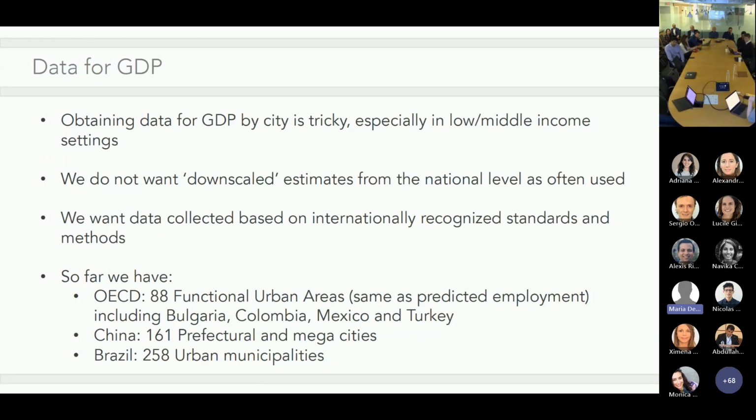So we have managed so far to collect some data for GDP for cities in the OECD, so Bulgaria, Colombia, Mexico, and Turkey. We have some Chinese data and some Brazilian data. Each has its own issues, which we won't go into now, but we have done some preliminary analysis looking at the relationship between GDP and polycentricity under these 4 measures.